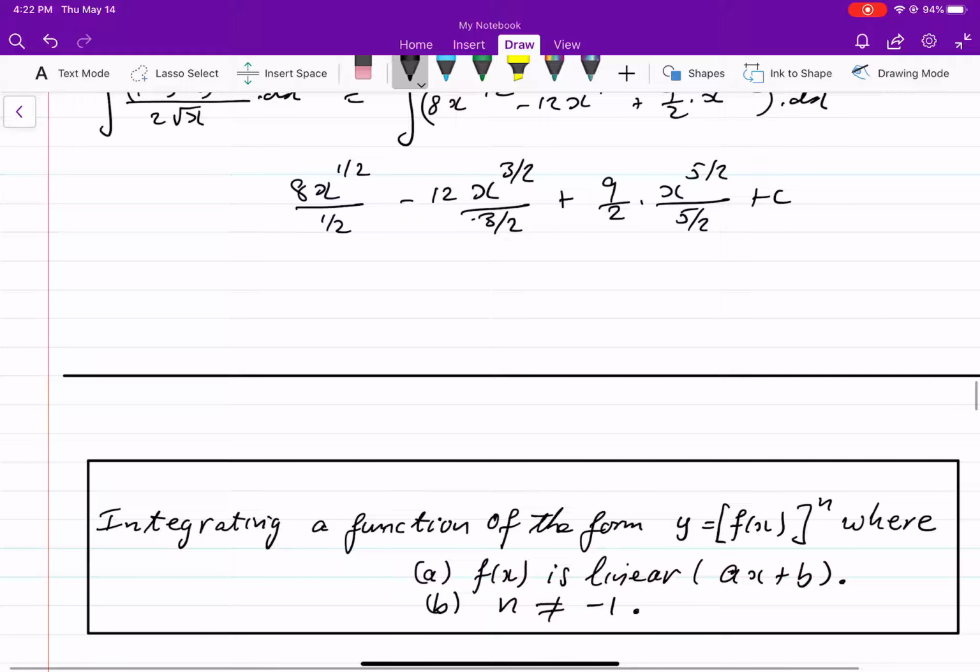My job now is to massage this and make it look nice. Whenever you divide by a fraction, you upturn and multiply. So upturn the half, you get 2. 8 times 2 is 16, x to the half, minus. Upturn the 3 halves, you get 12 times 2 is 24, over 3 is 8. Double check my arithmetic there. 8x to the 3 halves, like that.